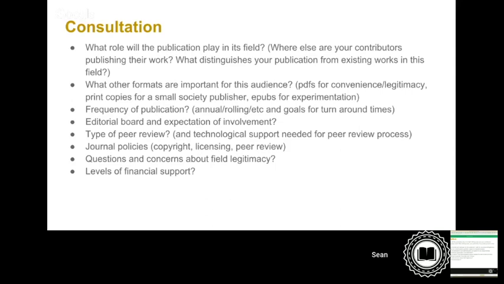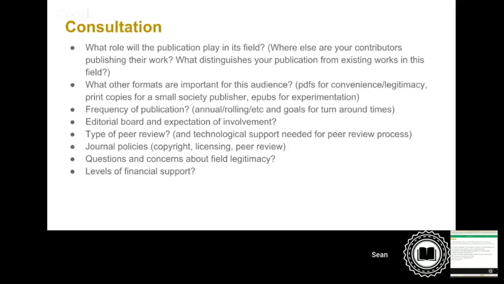Some journals will just want PDFs for convenience and the look of legitimacy. Some will want print copies and EPUBs, but all of them with our services will get HTML and XML pages. We want to look for the frequency of publication. So how often does the journal look to publish? We have some journals who publish on annual or rolling basis, as well as others that have different goals for turnaround. What sort of editorial board does the journal look to utilize, and what is the expectation of involvement for the editors and editorial board?